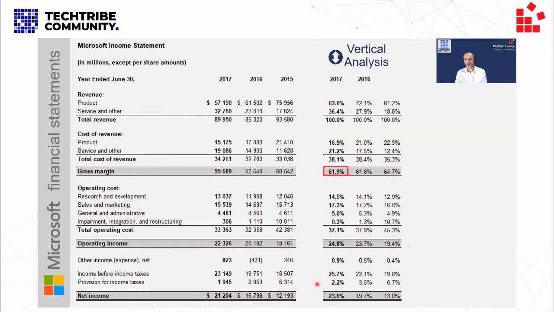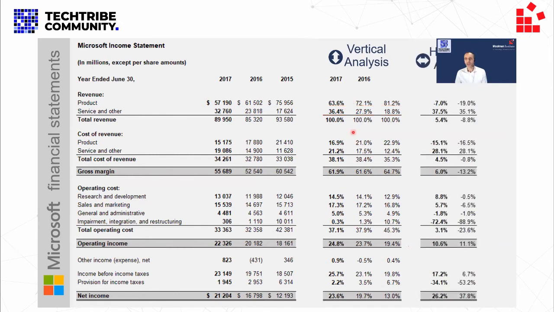That's just a few things that I wanted to point out. Maybe something we can see here is that over the 3-year period, in 2015, services was only 18% of the business. In 2016, it was 28%. In 2017, it was 36%. So we can see a clear trend for Microsoft of an increase in the revenue from services versus that from products.